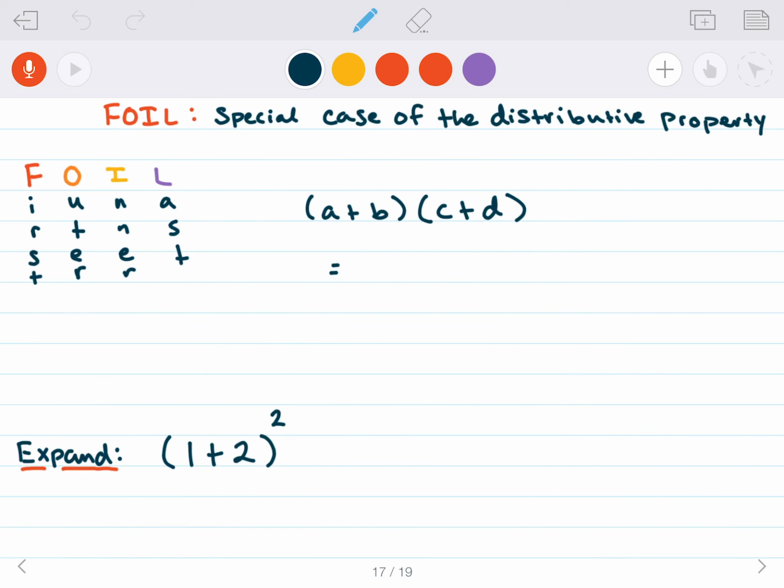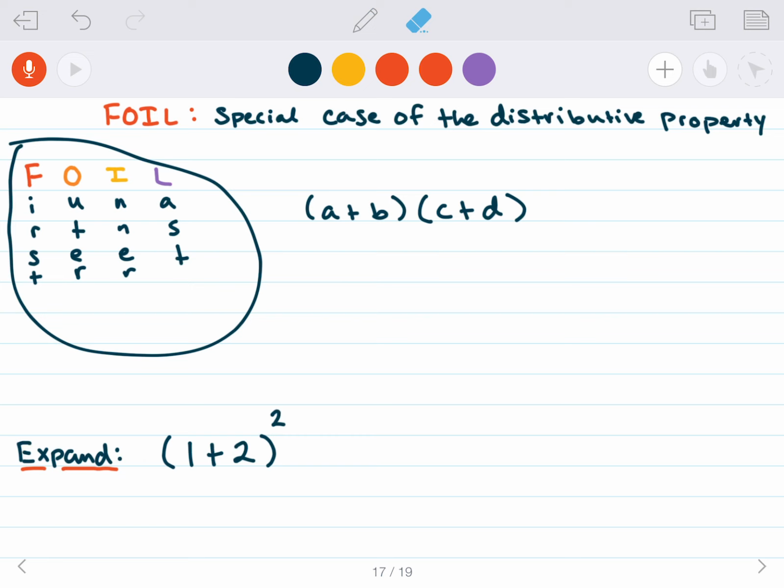Okay. Next thing I want to talk about is something called FOIL. This is just a special case of the distributive property. And the acronym FOIL stands for first, outer, inner, last. So it's just a way for you to remember how to distribute. Okay, and I'm going to show you how to do it. So when we have to use FOIL, sometimes it's hard to recognize when you have to do it. And the way that you can recognize it is if you have two sets of parentheses with no sign in the middle.